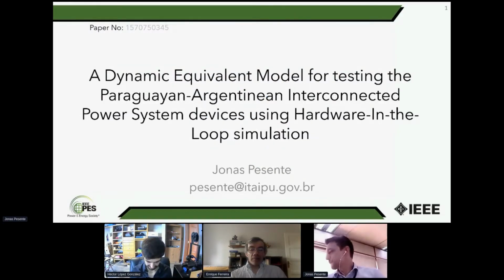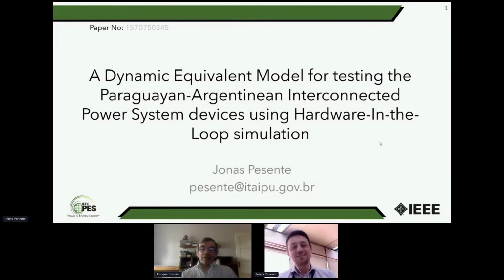So it's time. Jonas is coming from Foz do Iguaçu, I think. Yeah. And he's presenting from there, from Brazil, something about Itaipu, I think. It's a presentation about a dynamic equivalent model for testing the Paraguayan-Argentinian interconnected power system devices using hardware-in-the-loop simulation. So it's going to be presented in English. So let's go ahead, Jonas, it's all yours.